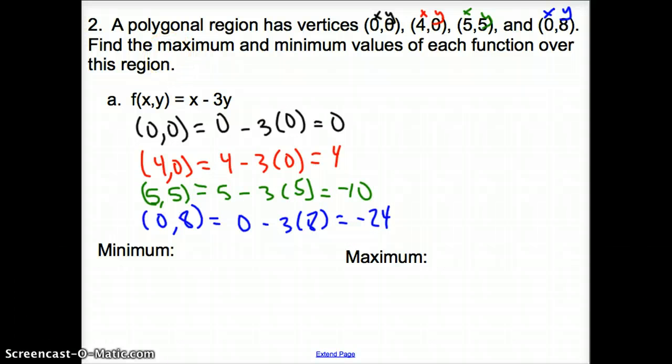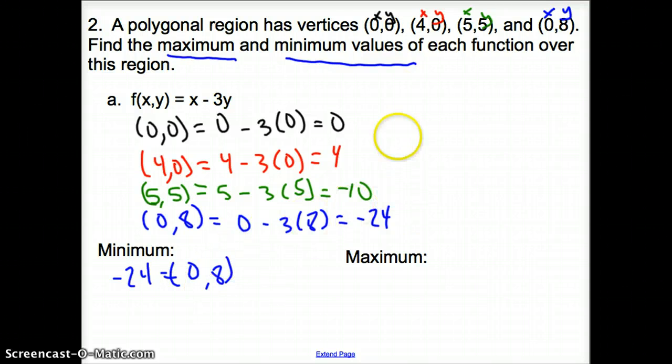Now our question is asking for the maximum and minimum value. We're going to start with minimum. What is the minimum value? What is our smallest value? That's going to be negative 24. What coordinate point gives us negative 24? That is 0 and 8. We have to be careful because the question may ask what coordinate point gives us our smallest value. If it asks for the coordinate point, our coordinate point would be 0, 8. In this case, it asks for the value. The value is negative 24. Now, what is our maximum? Our maximum is 4. What coordinate point gives us our maximum? That is 4, 0.